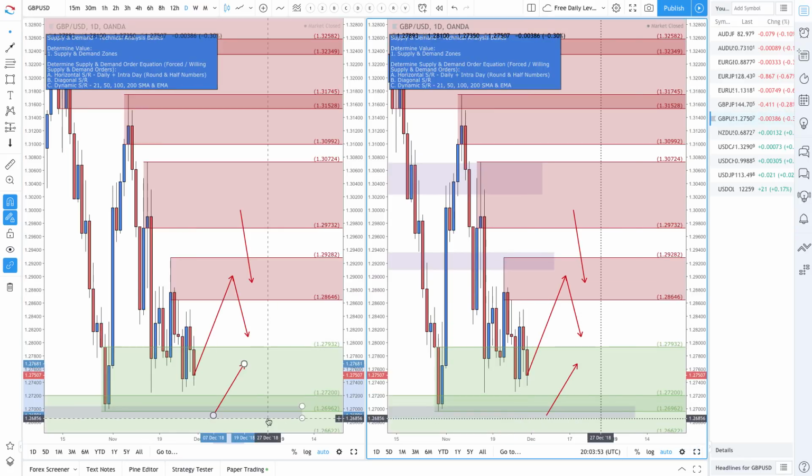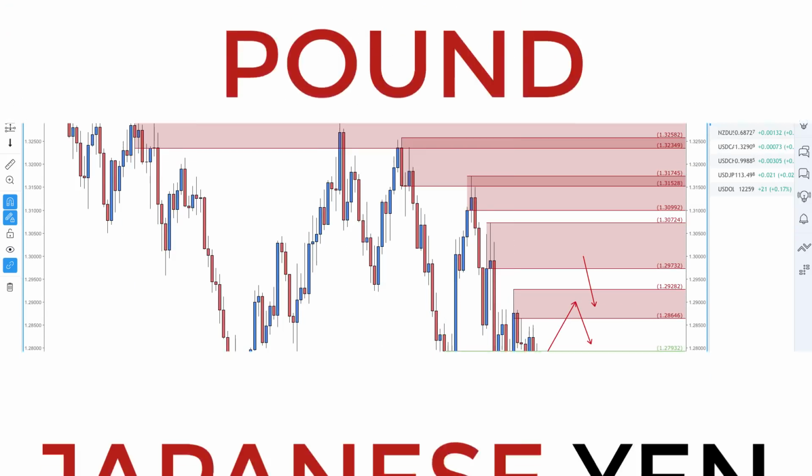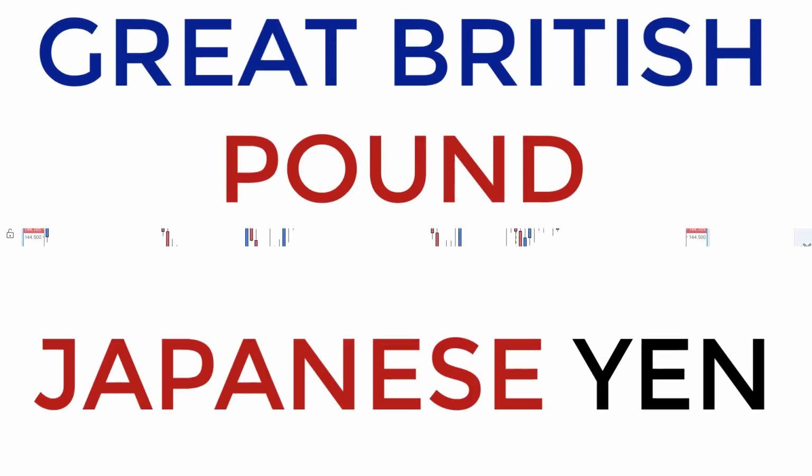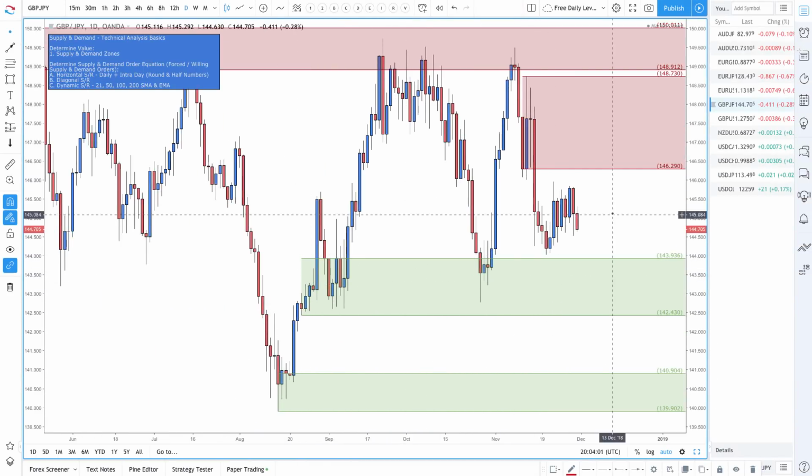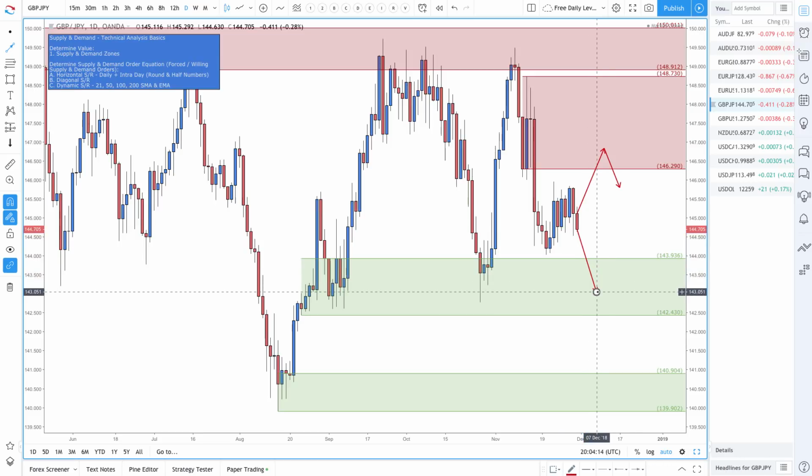Moving on to the pound yen. Pound yen has pretty much just gone sideways this week. So again, if you're looking for a sell trade, you're looking for anywhere around this supply zone. If you're looking for a buy trade, it probably has to come down into this area of demand.